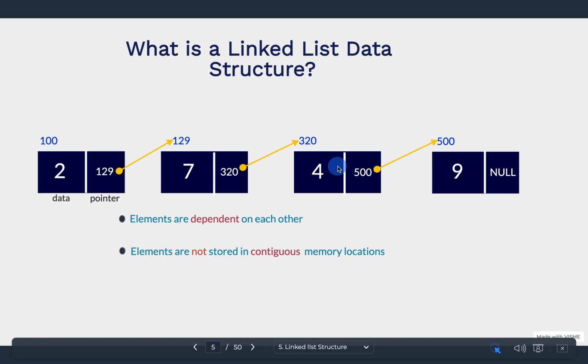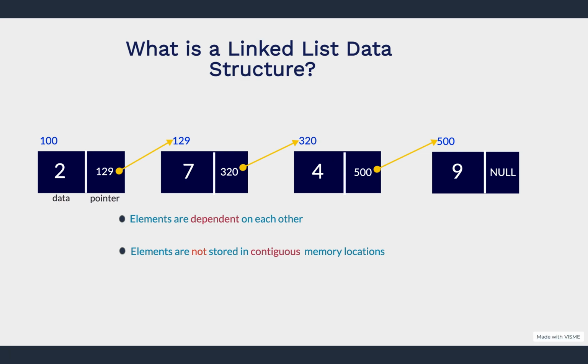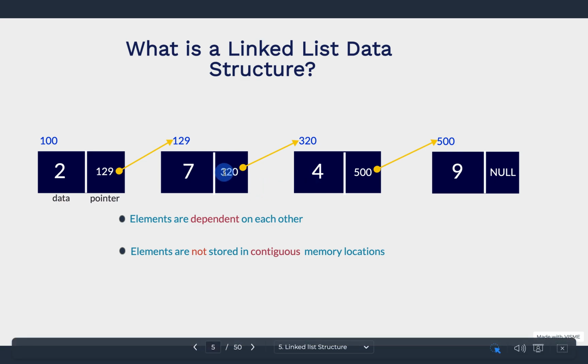So that's the first thing to note. Okay, now you can see that the nodes are dependent on each other. You have to figure out what is here first before you can figure out what is here, because this is what holds the address of this node.